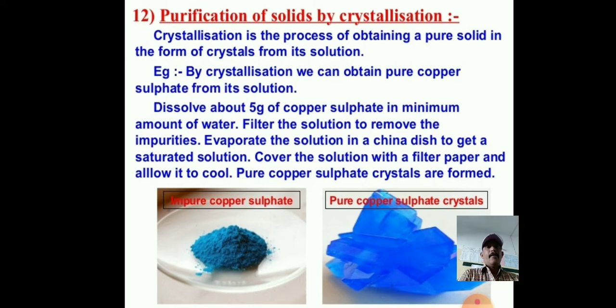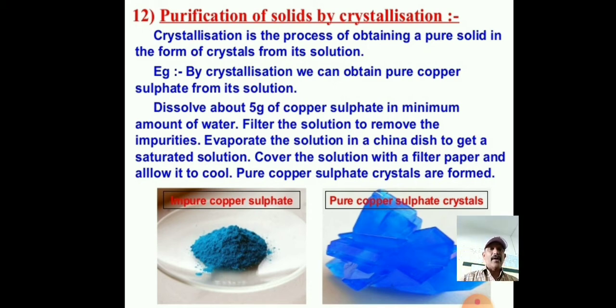Okay. For example, by crystallization we can obtain pure copper sulphate from its solution. So, actually impure copper sulphate is converted into a pure form of copper sulphate. The formula of copper sulphate is CuSO4, mind it. Okay, fine.